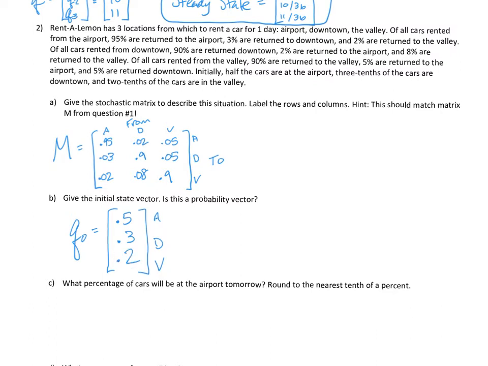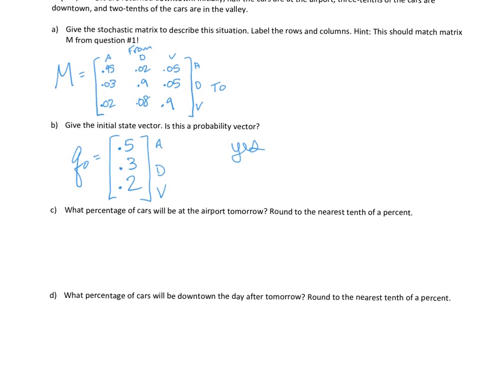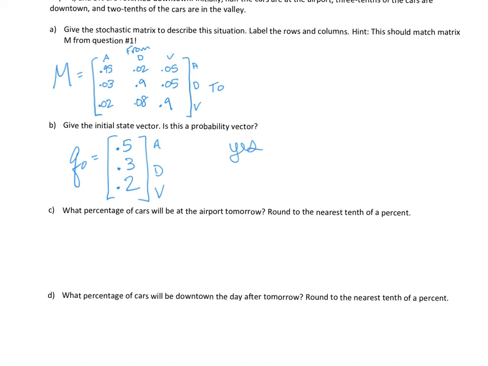Is it a probability vector? Yes. Because the entries add up to 1. All right, what percentage of cars will be at the airport tomorrow? So we're going to multiply our stochastic matrix times our initial state vector. So Q1 is tomorrow.